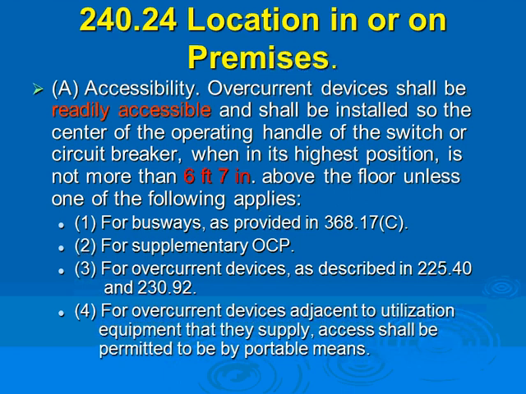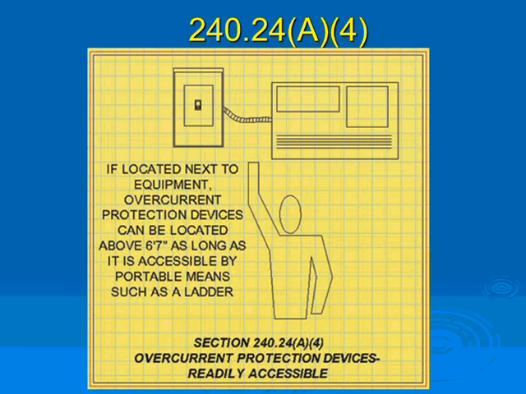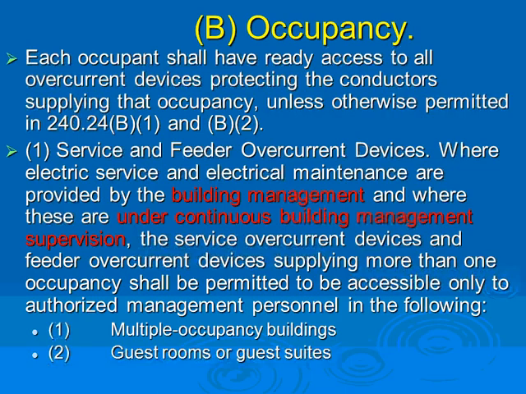Utilization equipment, your air handling unit is sitting in the mezzanine. As long as that circuit breaker is next to the air handling unit, that mezzanine is okay. So these are few, otherwise it has to be readily accessible, 6'7". Occupancy, each occupant shall have ready access to all overcurrent protection devices.